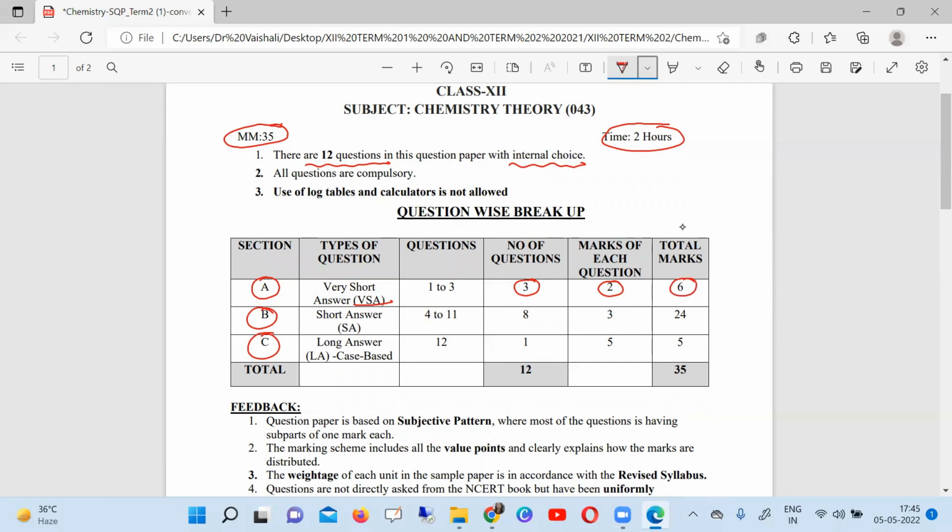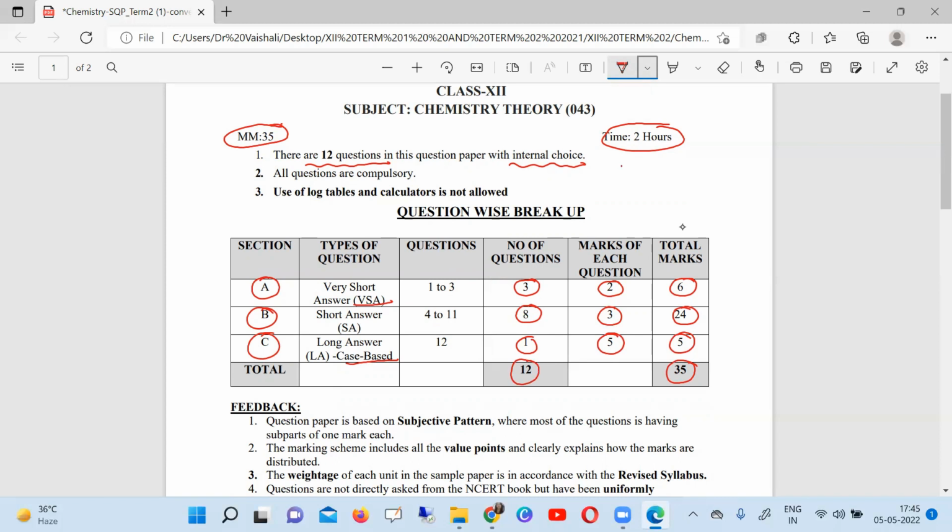Section B is short answer, from question number 4 to question number 11. So the total number of questions is 8, each a 3-marker, meaning each question carries 3 marks. So the total marks is 24. Section C is a long answer based question, which is basically case based or passage based. The last question, question number 12, is the long answer question. The total number is 1 only, and its weightage is 5 marks. So the total weightage is 35 and the total number of questions is 12.